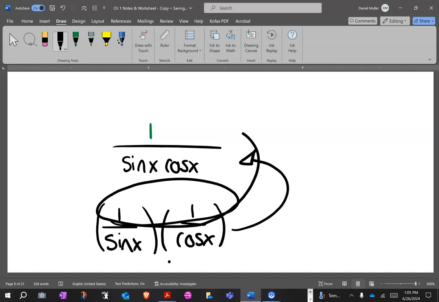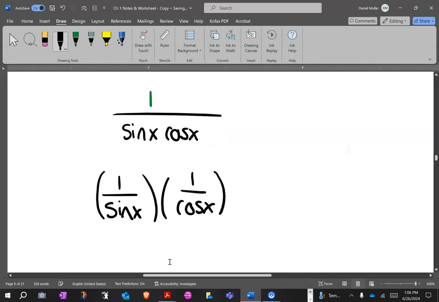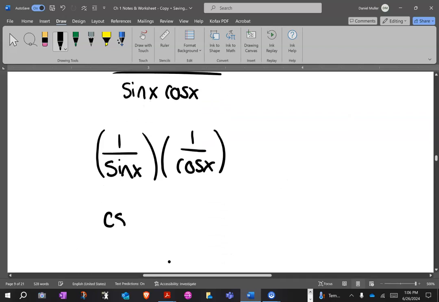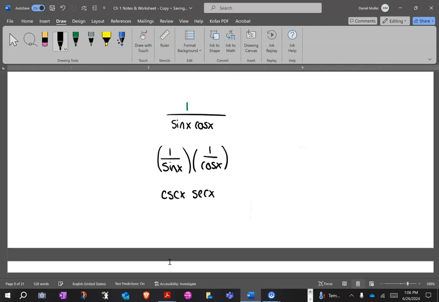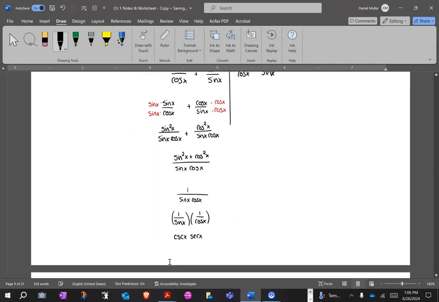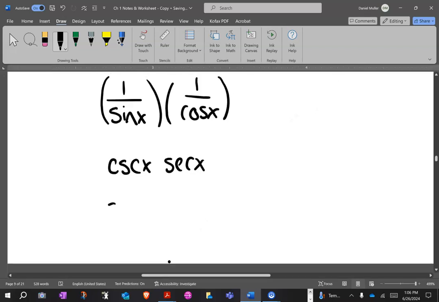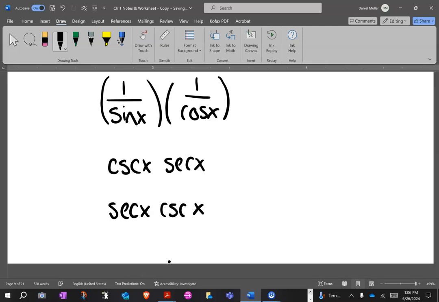So 1 times 1 is 1. And then sine times cos is sine times cos. And then 1 over sine is cosecant x. And 1 over cosine is secant x. And I'm pretty sure that's what I have. Maybe it's in a different order, but that shouldn't matter. Secant, cosecant. So if you wanted to, you could rewrite that as secant x, cosecant x. And then the left side equals the right side.